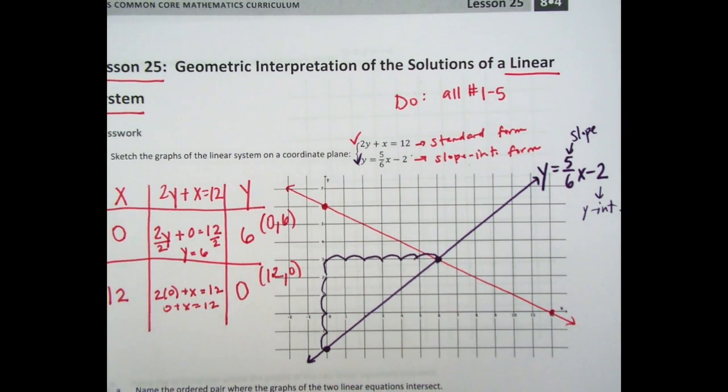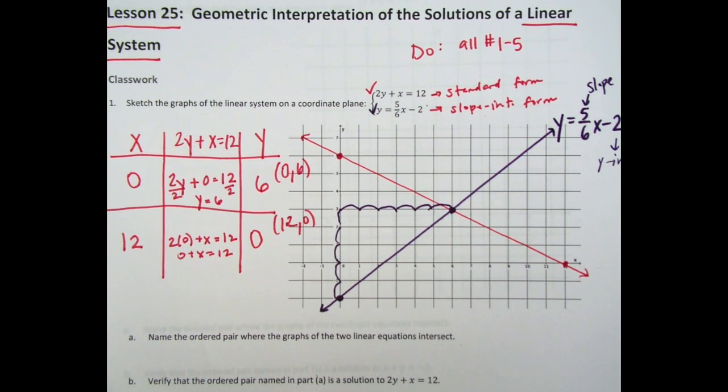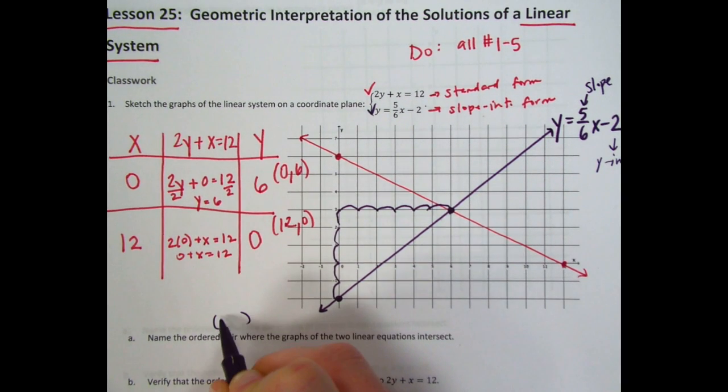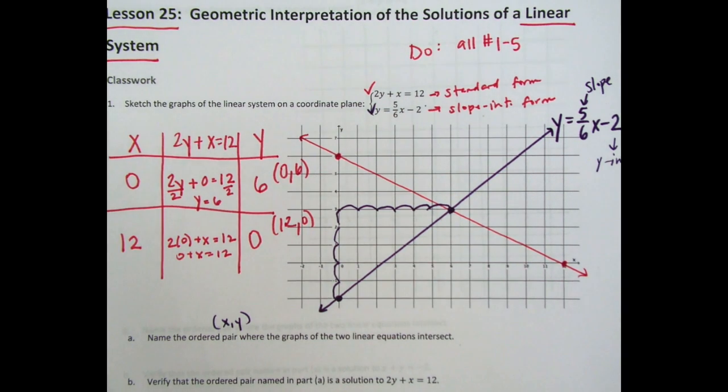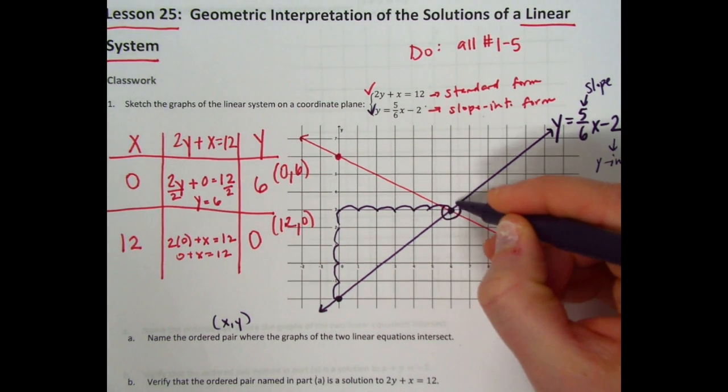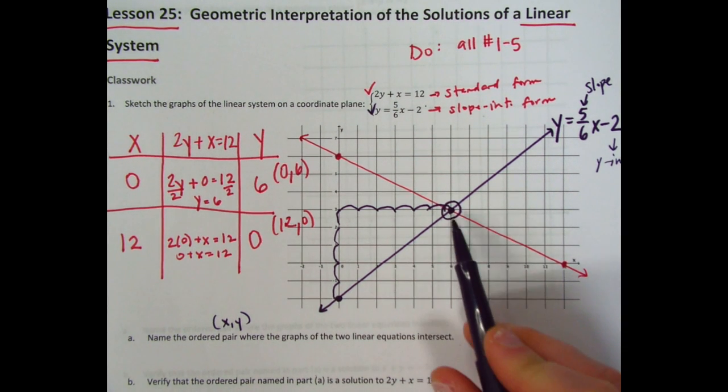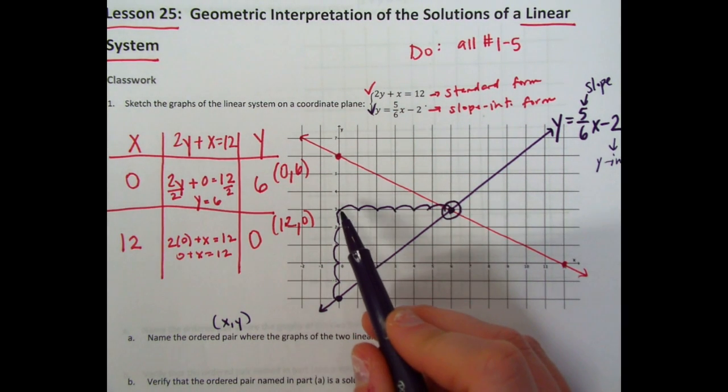Letter A says, name the ordered pair, the coordinate (x, y), where the graphs of the two linear equations intersect. Intersect means to cross. That's the point right there, so that's the point (6, 3).